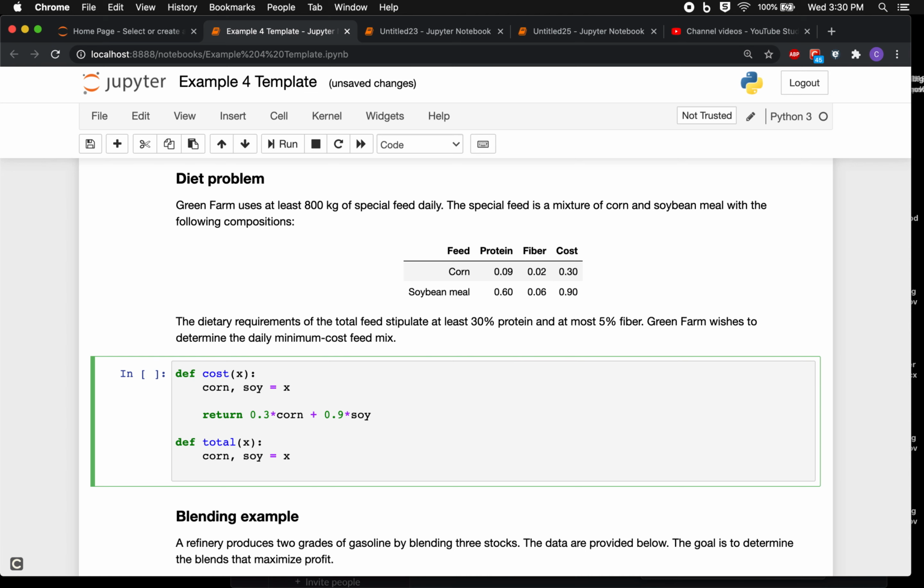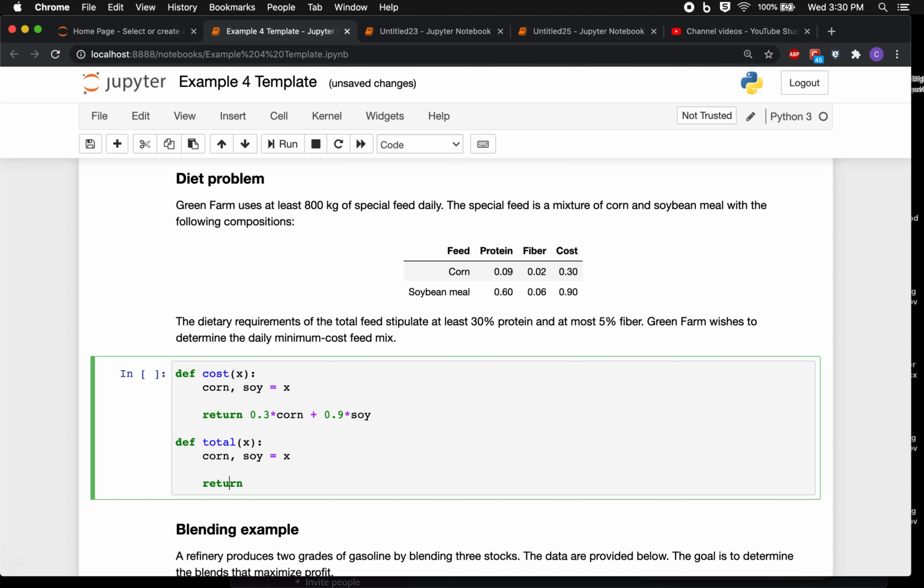All right, so what we're going to have here is we're going to have return. Remember, it's a non-negative constraint. So what we're saying is that corn plus soybean has to be bigger than 800. And that's going to be kind of our total one. This is going to guarantee that we make at least 800 pounds of a mixture of corn and soy.